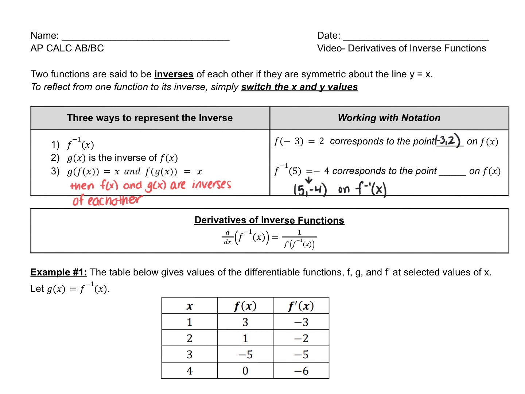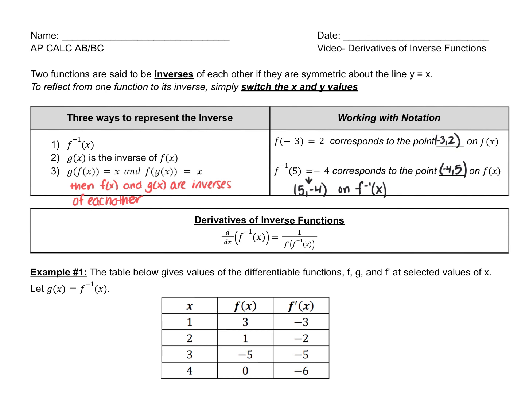So if I want to know what this corresponds to on f of x, we simply switch the x and the y values. So the x value is now negative 4, and the y value is now 5. We're just switching it. So if I give you the inverse notation, this point is on the inverse, but this point, flipping them, is on the original function.